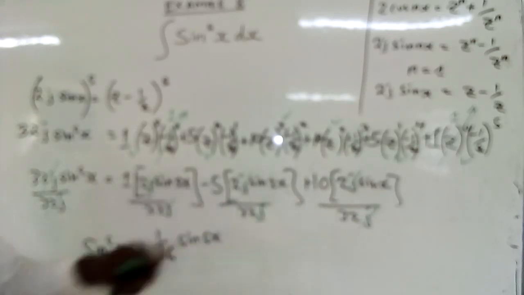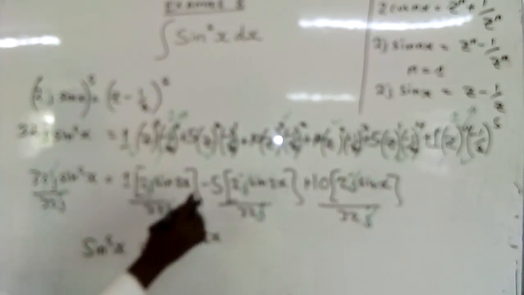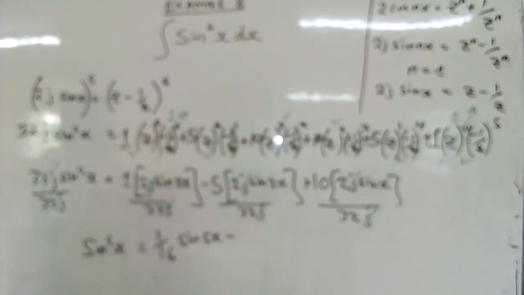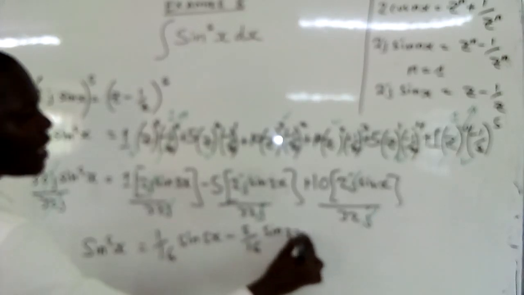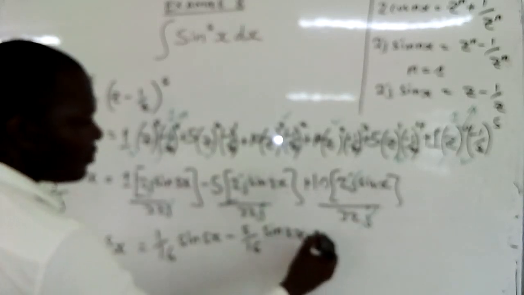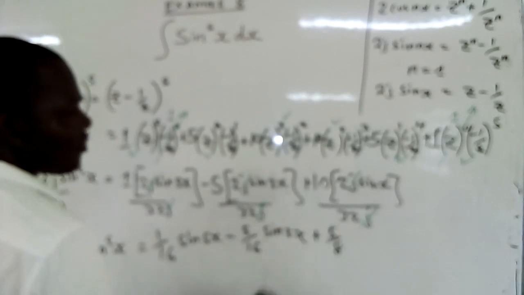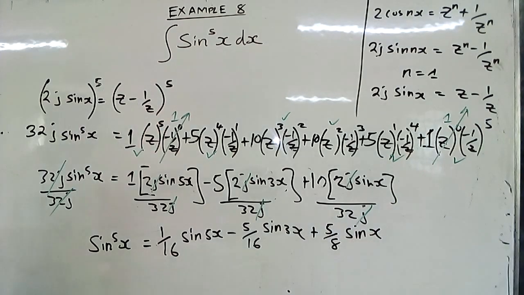Then 5 times 2 is 10. 10 divided by 32, you get, here we have minus, 5 over 16, then we have sine 3x, isn't it? 10 times 2 is 20, 20 divided by 32, 5 over 8, isn't it? 5 over 8 sine x. So where there is sine raised to power 5x, we are going to substitute with this. This is its value, isn't it?